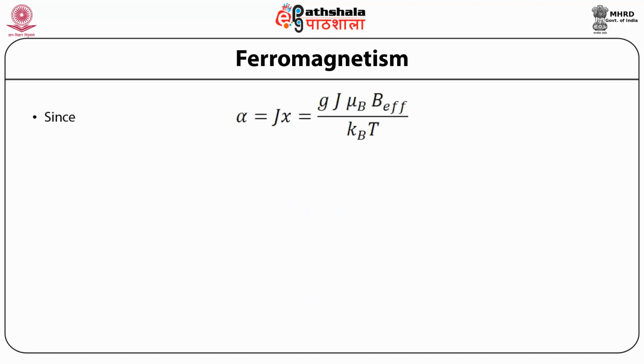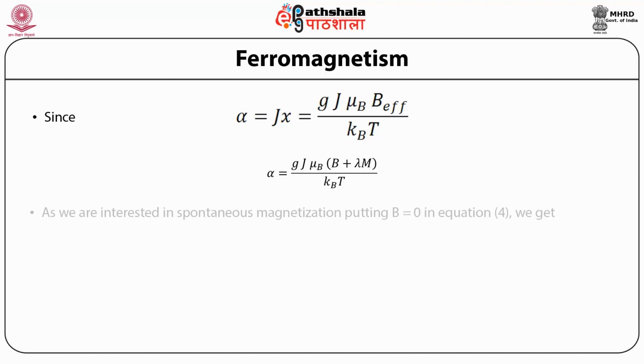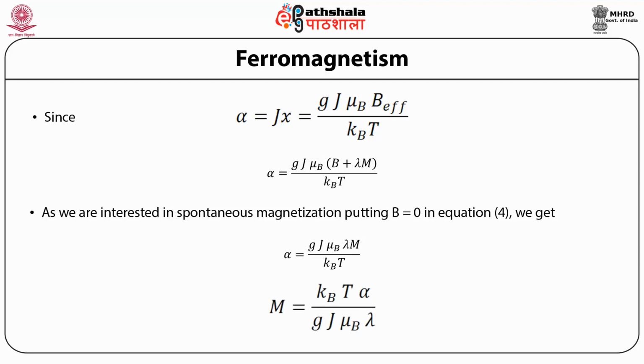Since, as we know, alpha is J_x, which is equal to g_J mu_B into B effective over k_B T, this alpha comes out to be g_J mu_B into (B plus lambda M) over k_B T. As we are interested in spontaneous magnetization, by putting B equal to 0 this equation 4 can be rewritten as alpha equal to g_J mu_B lambda M over k_B T, and the magnetization M comes out to be k_B T alpha over g_J mu_B lambda.